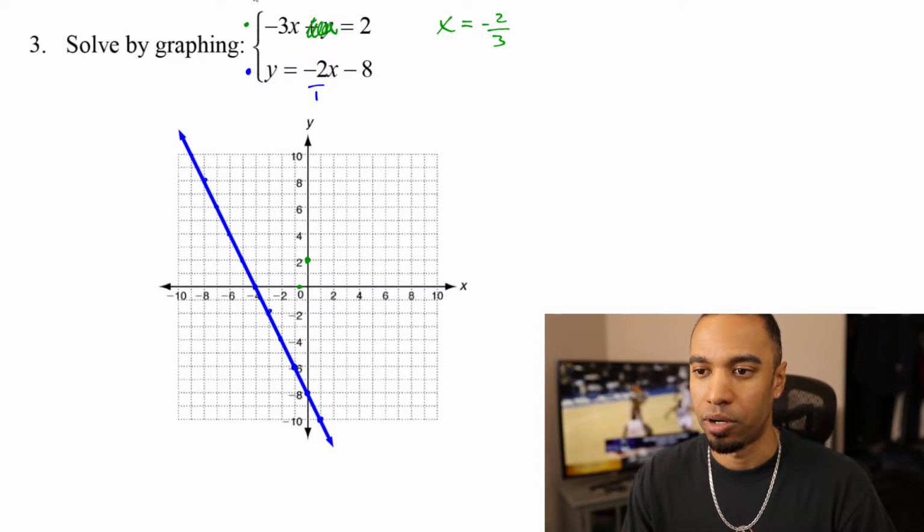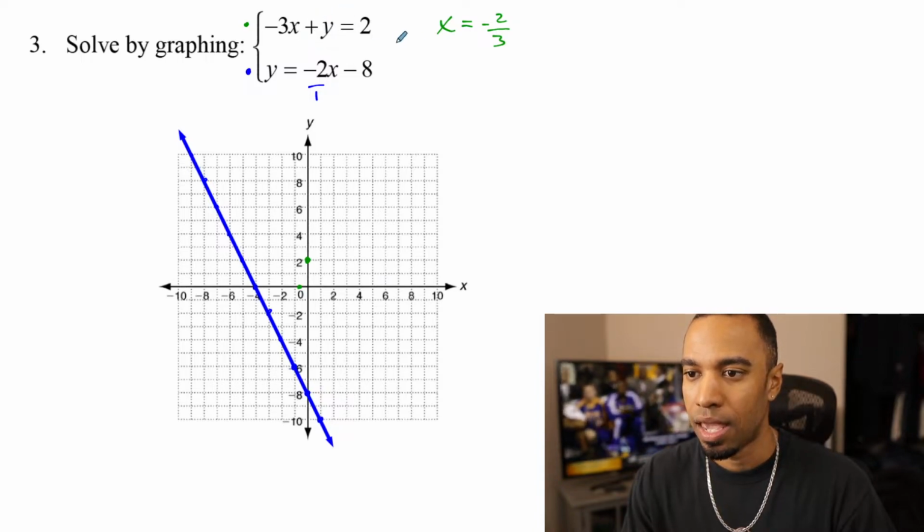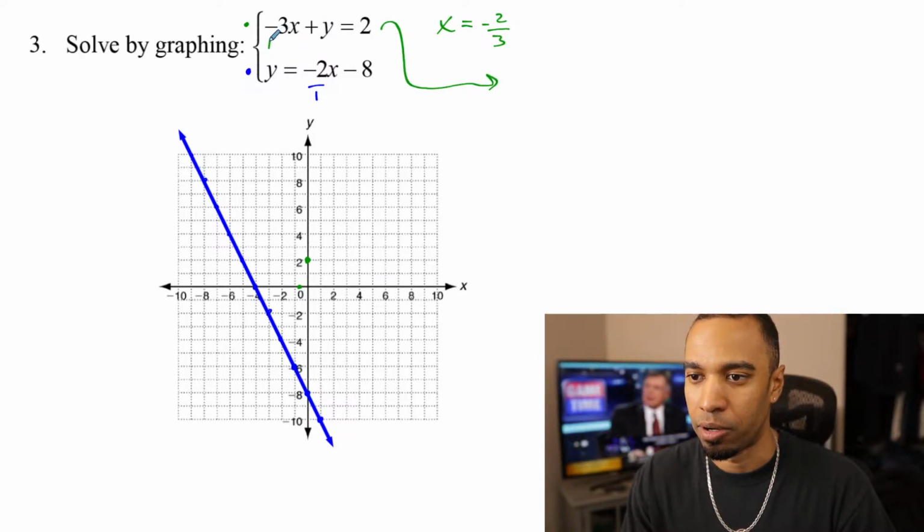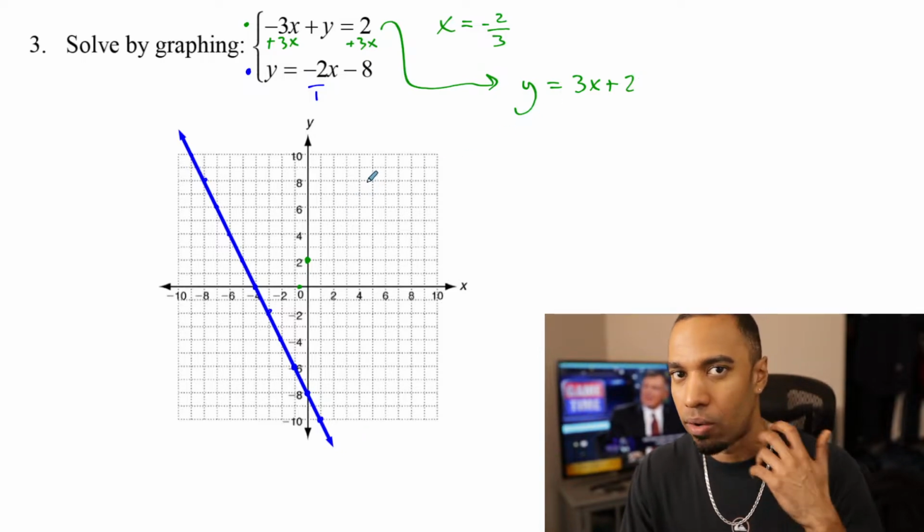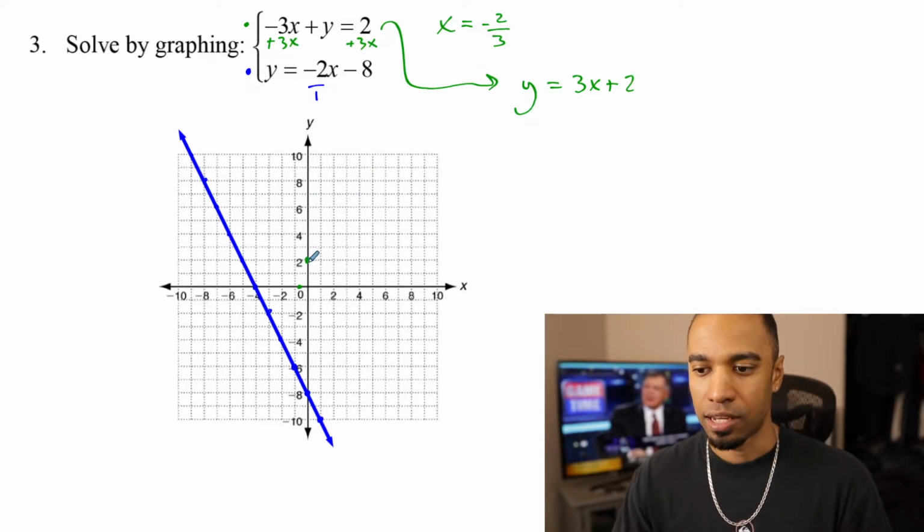I'm going to go into slope-intercept form for myself on this problem. And in doing so, I'm going to add 3x to both sides. Plus 3x plus 3x. I get the equation y equals 3x plus 2. I think this is a lot better off when it comes to me being accurate. I do have the y-intercept of 2. That was a good start. And I can rise 3 and run 1 to find another point, as my slope is positive 3.